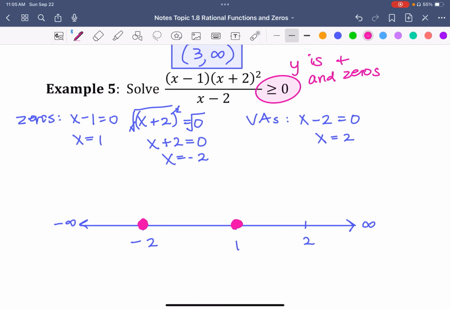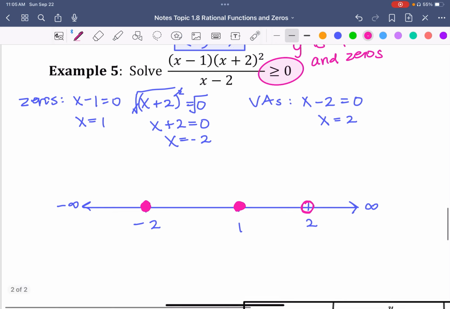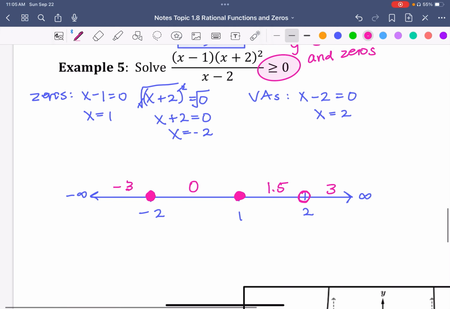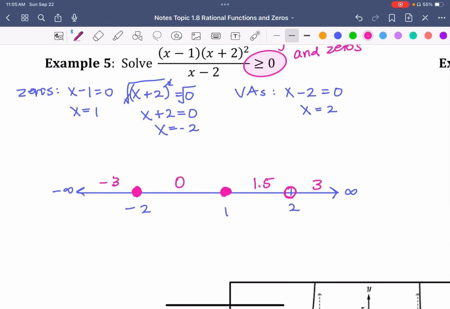And the vertical asymptote, which is what we got in the denominator, is always open no matter what, so the positive 2 will be open, okay? Let's test some numbers. I can pick -3, 0, 1.5, and after 2, I can pick 3, okay? And I'm going to be plugging it into the factors at the top.